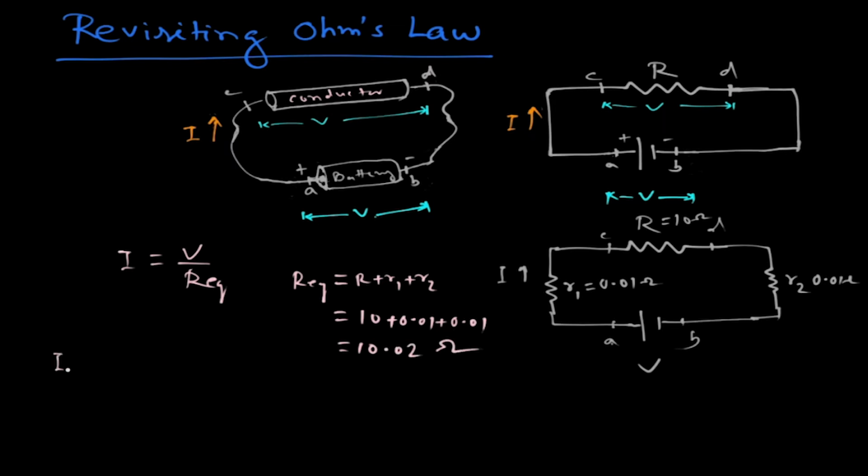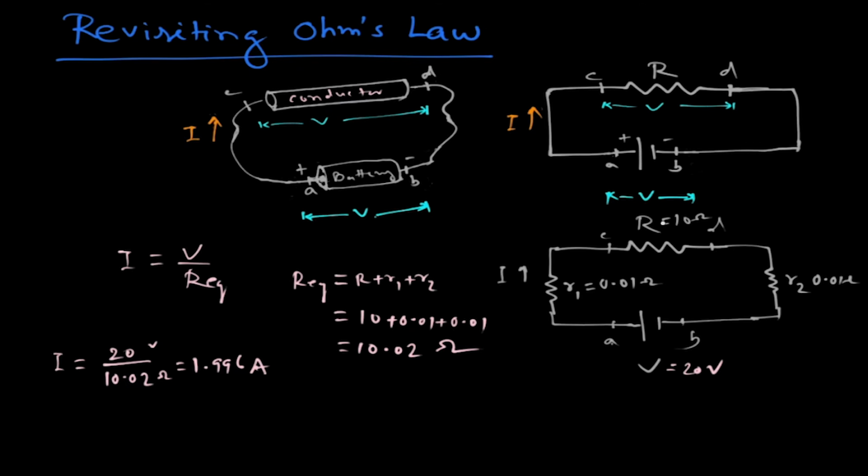So I is equal to V. Suppose this voltage V is 20 volt. Now I is equal to 20 divided by R equivalent, 10.02, volt by ohm, that we have calculated as 1.996 ampere. This is the current that is flowing through this circuit, in the same circuit, this current is flowing.